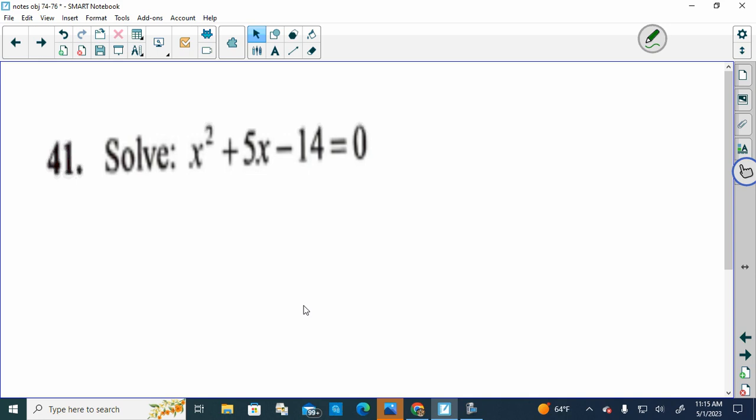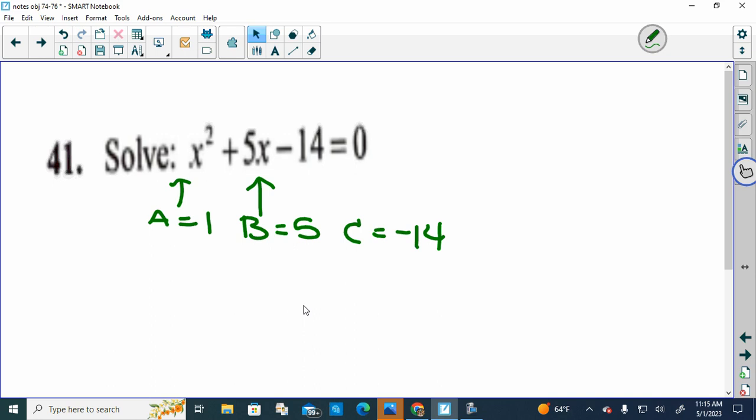Okay. The second part is we need to figure out what the a is, what the b is, and what the c is. Okay, so the a is what is in front of the x squared. What is the number that is in front of the x squared? 1. Okay, so a is 1. B is what's in front of the x. So that means my b is what? 5. And then the c is the one that doesn't have any variables attached to it. So the c is a negative 14. Should be okay to there.